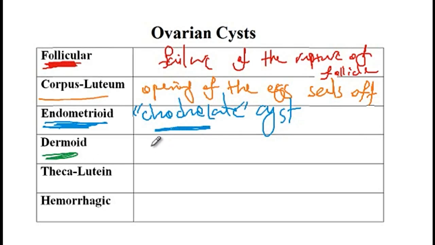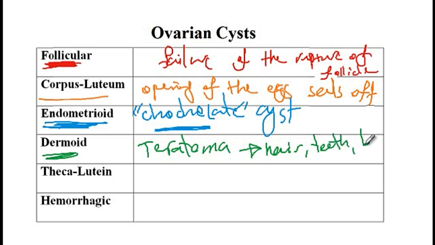Next we have the dermoid cyst, which is a teratoma. And if you recall, a teratoma is made of all three germ layers: the endoderm, mesoderm, as well as the ectoderm. Therefore, these cysts are filled with hair, teeth, bone, and cartilage.